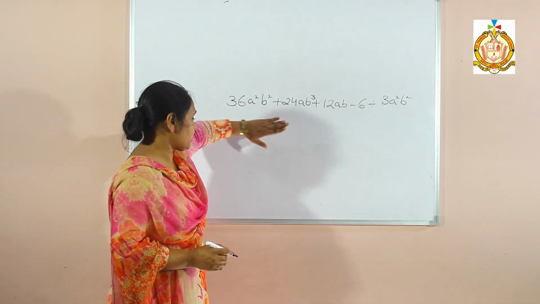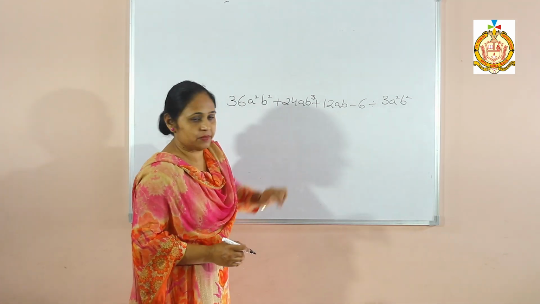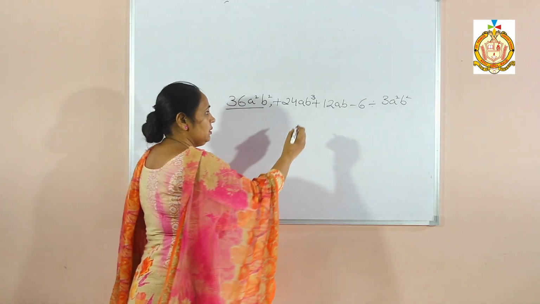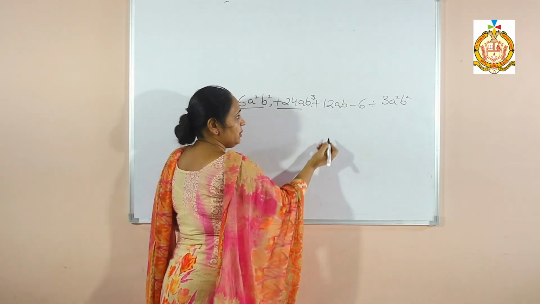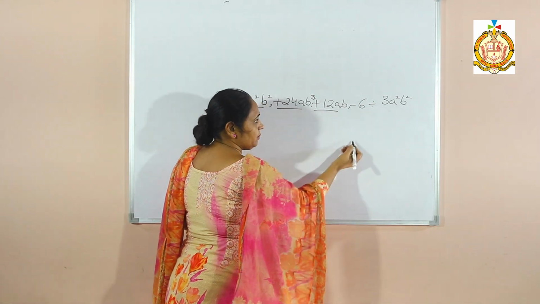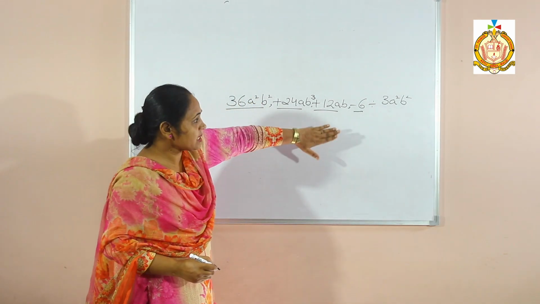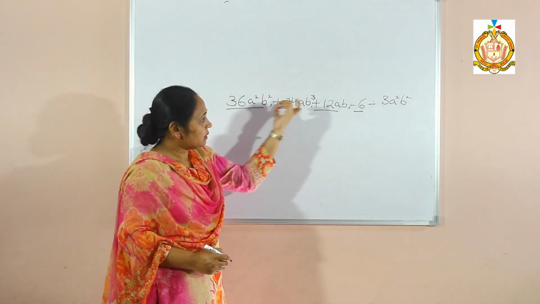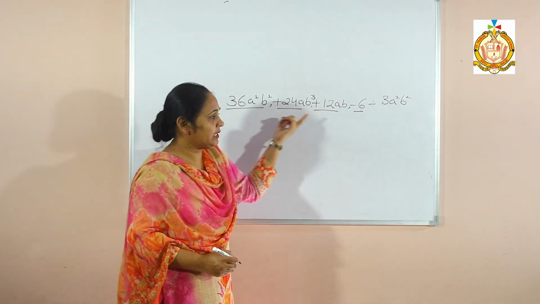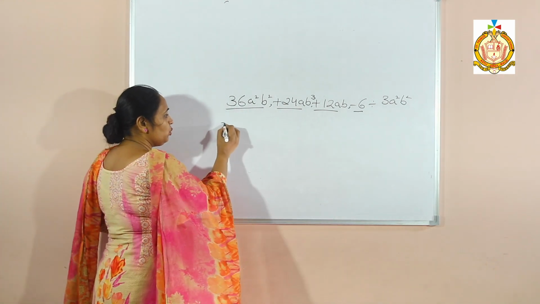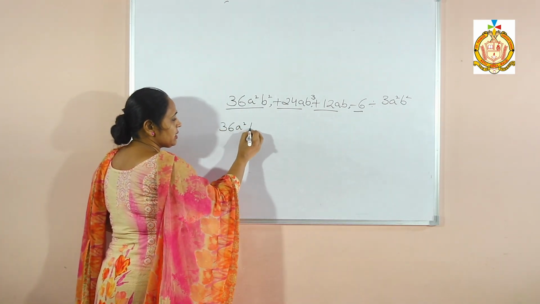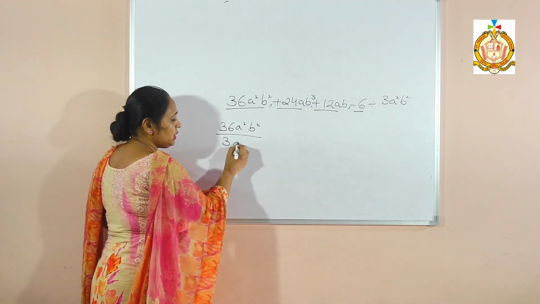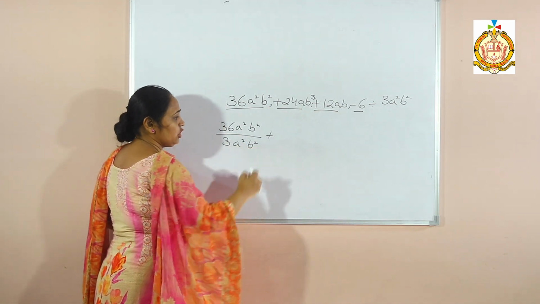Now what to do, students? See, there are different terms. First I will see the terms. This is the first term, this is the second term, this is the third term and there is the fourth term. That means I will divide a single term into these 4 terms. How to do it? 36a squared b squared, this first term divided by the given term 3a squared b squared, then the sign of plus.